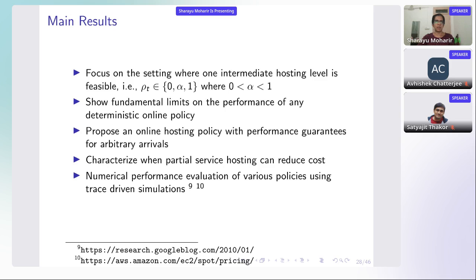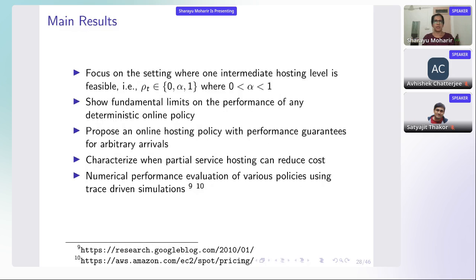I'll summarize the main results before going into the details. The main contributions are as follows. We focus on the setting where exactly one intermediate hosting level is feasible. That is, ρ_t belongs to the set {0, α, 1}. 0 means the service is not hosted. 1 means that the service is fully hosted at the edge. And α means that α fraction of the service is hosted at the edge.